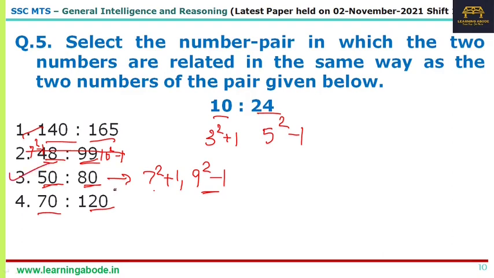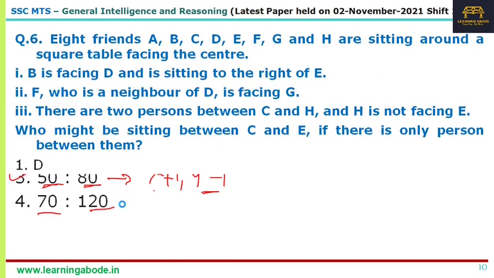So what is the logic? 7 square plus 1, 9 square minus 1. 7 square is 49, 49 plus 1 is 50, 9 square is 81, 81 minus 1 is 80. So the answer for the fifth question is answer option 3.